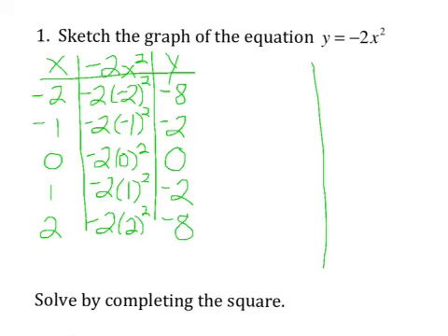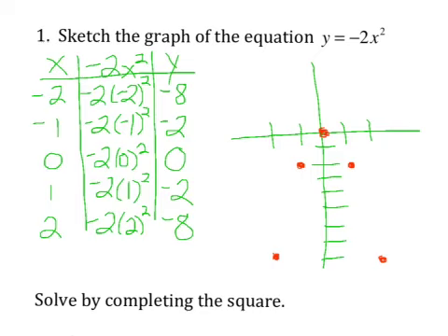So, when we graph it, we will have a point at negative 2, negative 8. We'll have a point at negative 1, negative 2, 0, 0, 1, negative 2, and 2, negative 8. And when we graph a quadratic, it always looks like a U. So there we go.